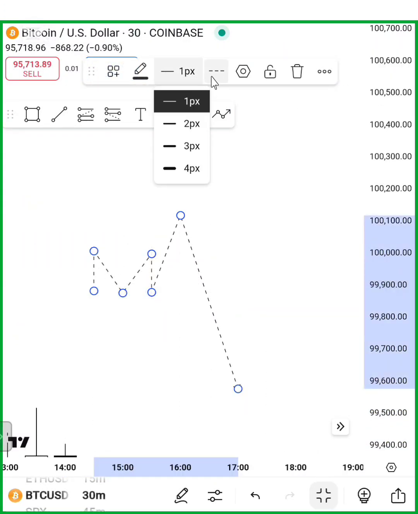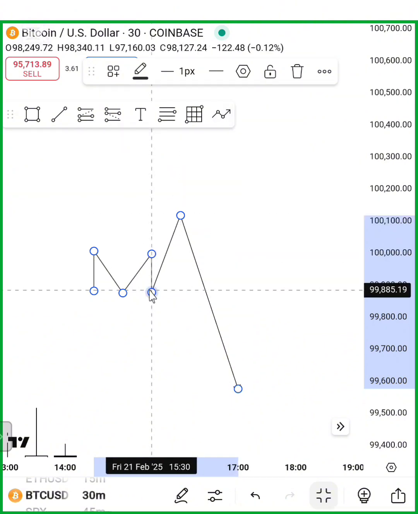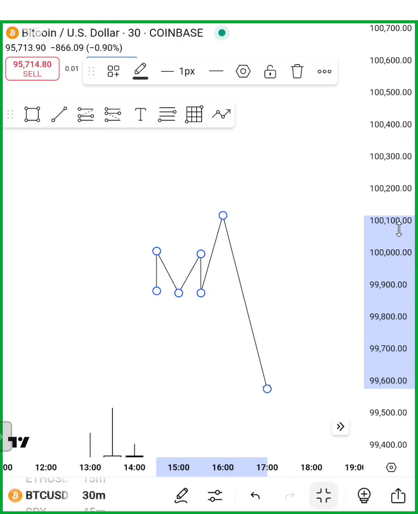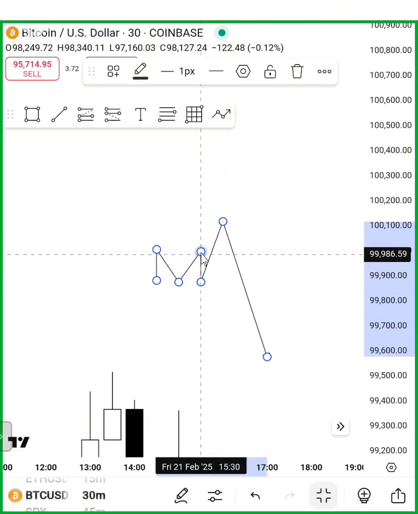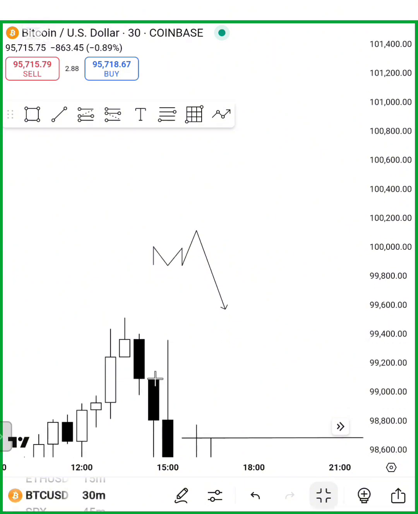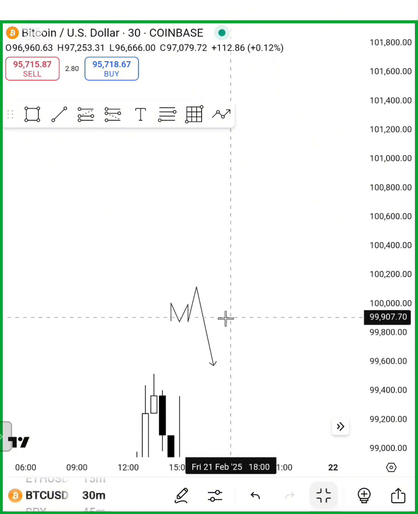Now, as you can see from the diagram above, this is a very, very clear structure of AMD, which stands for accumulation, manipulation, and distribution. So this is it. Very, very simple.